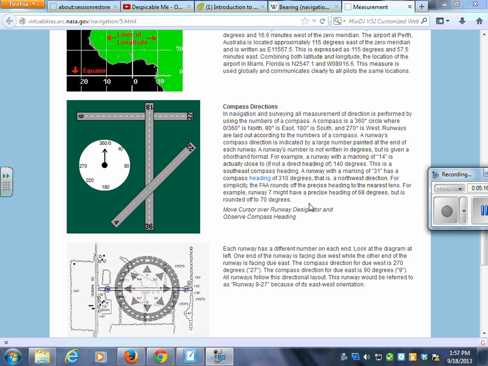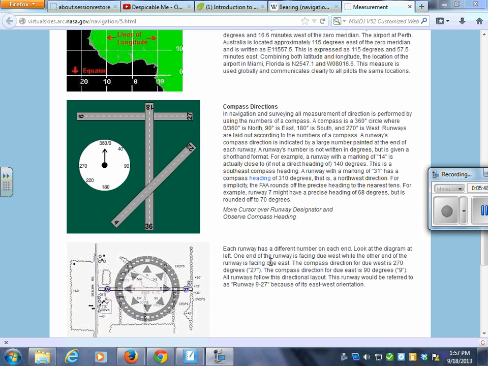Okay, so us physicists, us academics, sig figs to 2 decimal places. The FAA, kind of a little bit more important than me in a high school classroom, when they're landing an airplane and maybe 300 or 400 people's lives are at stake, they round off to the nearest 10. That's all I'm going to say about that. Yeah, it seems to work just fine. For example, runway 7 might have a precise heading of 68 degrees, but we'll round it up to 70. Good enough.